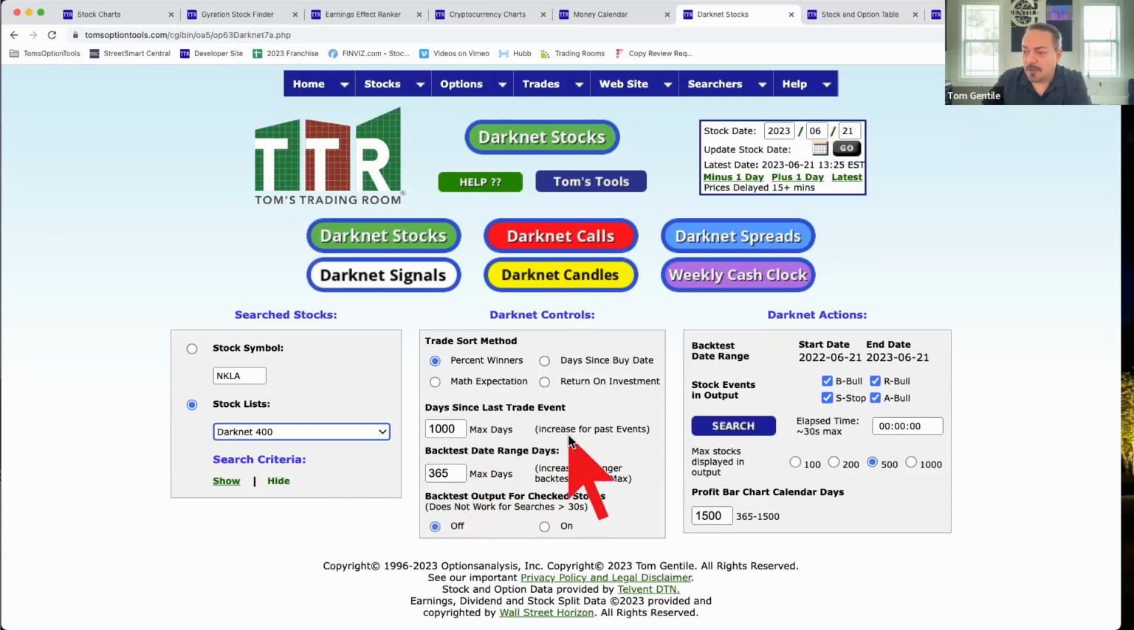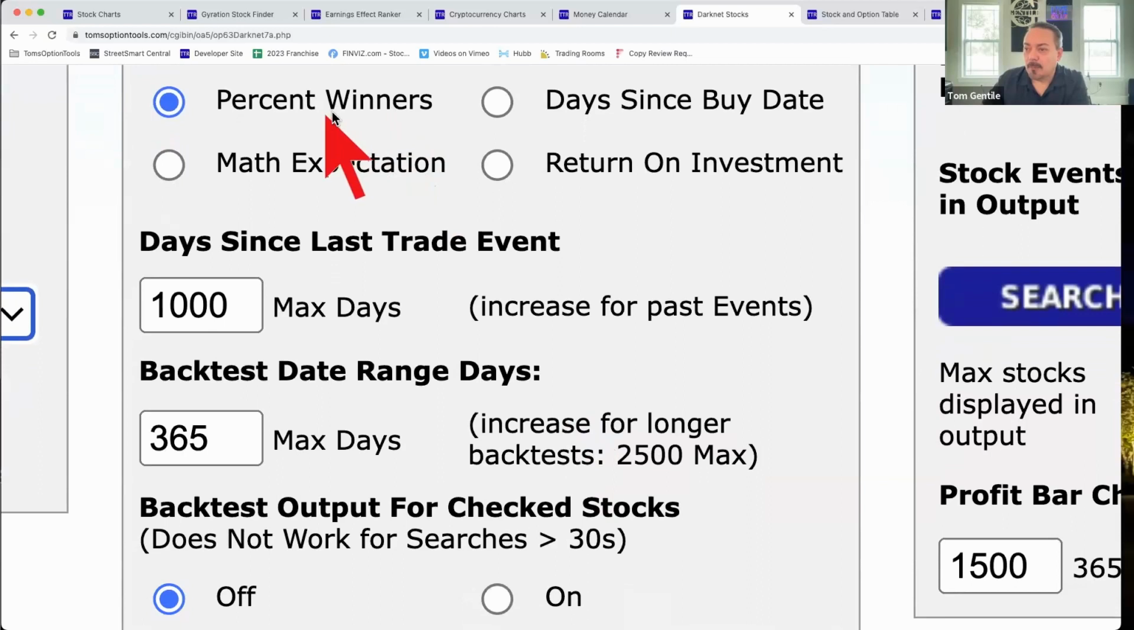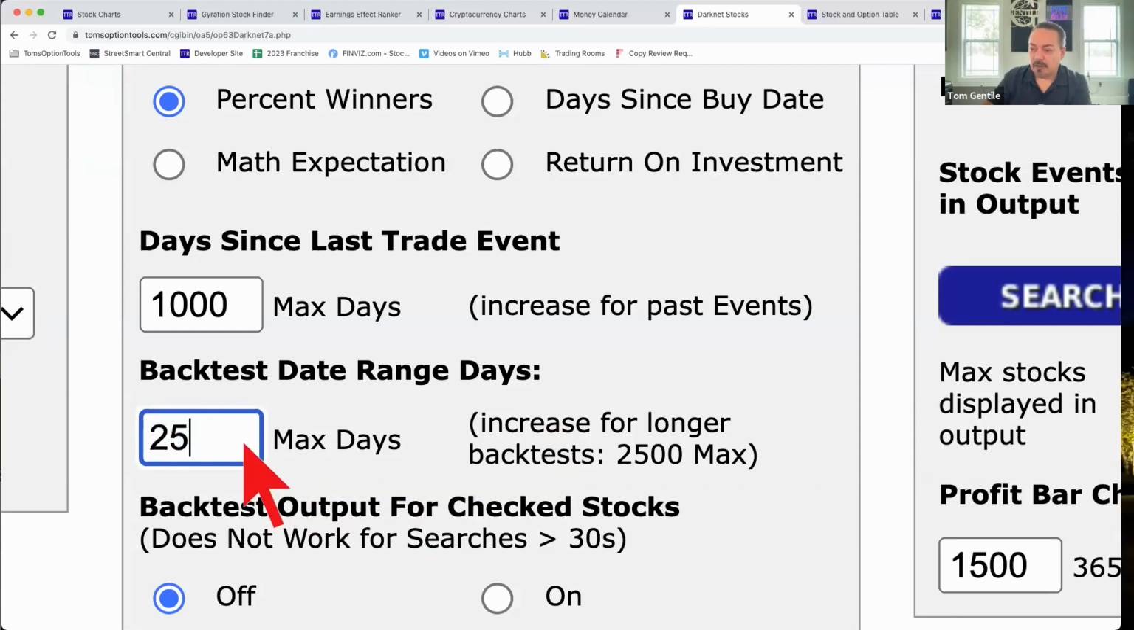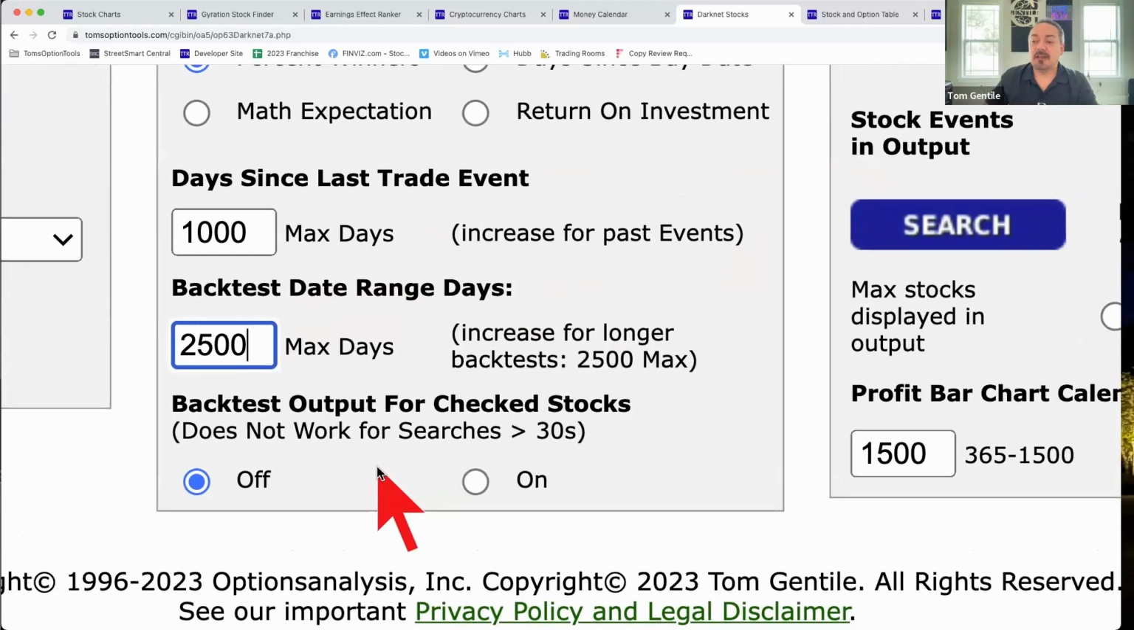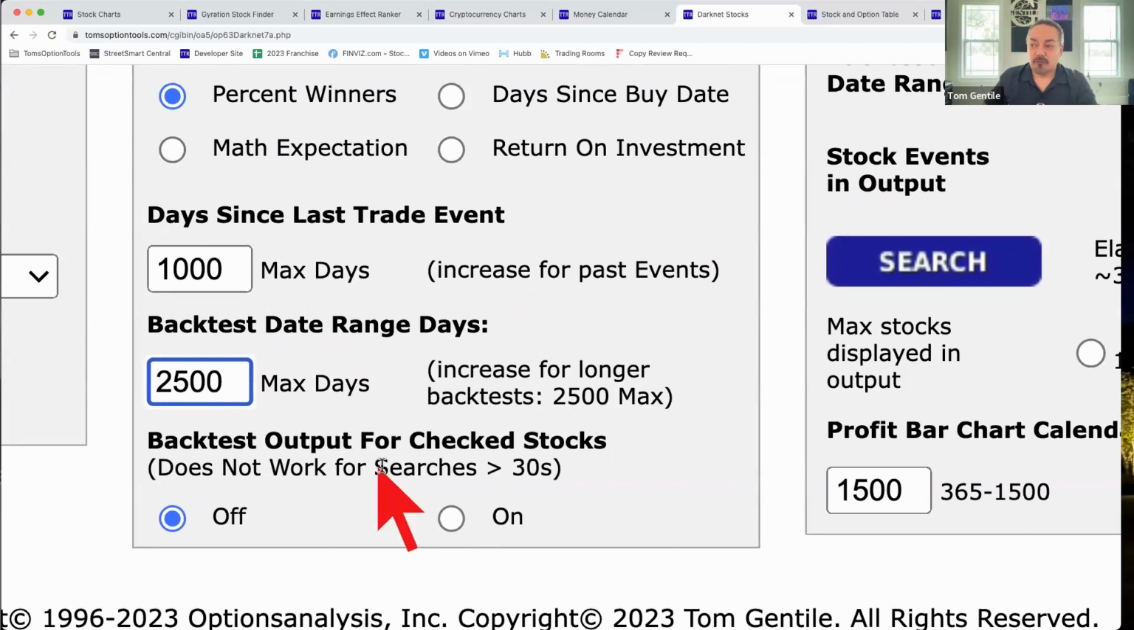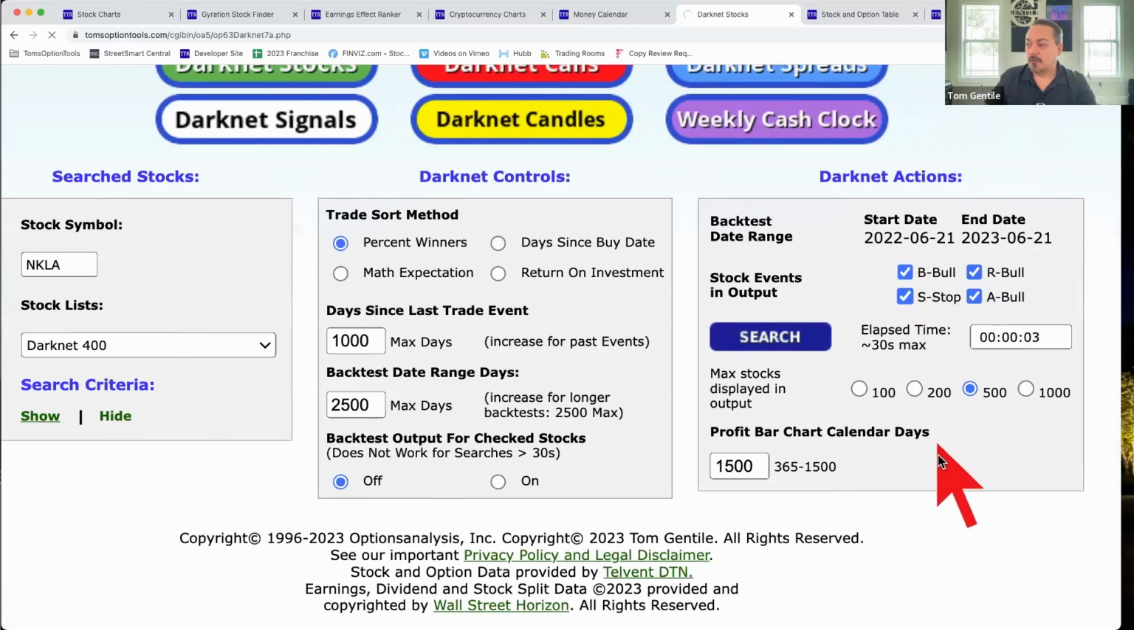What I can do is sort these by percent winners, or by math expectation, or return on investment. Here's my backtest date range. I'm going to go back 2,500 trading days. That's about 10 years of option data that we have, up to 10 years. There are some stocks that haven't been trading options for 10 years, but I'm going to click on search, and I don't know what we're going to come up with, but we'll check it.